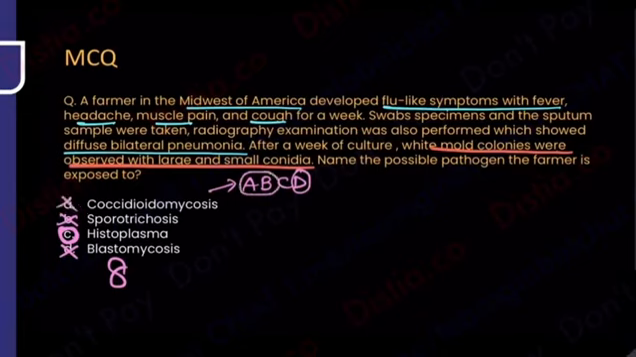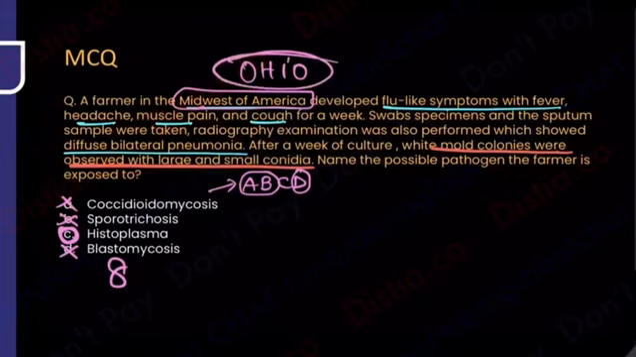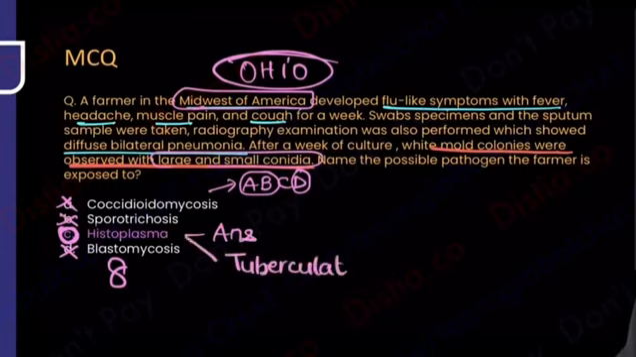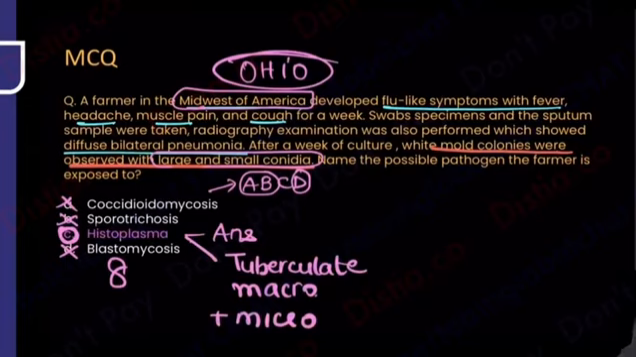So when I talk about the Midwest of America, Ohio definitely comes to my mind, and when I say Ohio, that is going to be histoplasmosis. And can histoplasmosis come to you with large and small conidia? Yes, the large one, I know the name also. The name of the large one is going to be the tuberculate macroconidia, right? So yes, they're very much possible, and there will be microconidia as well, and Ohio is fitting very well. So this is the answer.